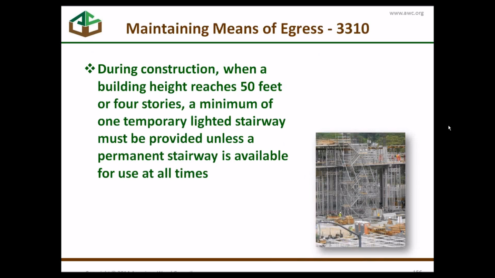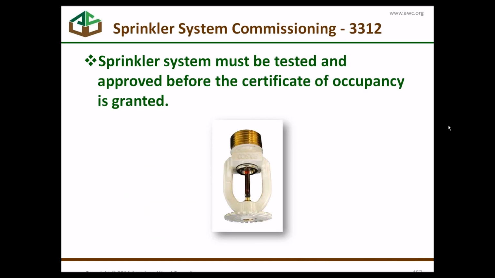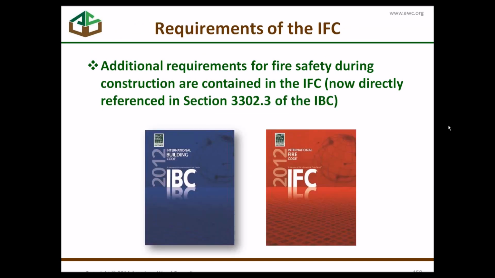You've got a lighted stairway required. This is for life safety purposes when you reach 50 feet during construction. You've got to have a functional standpipe for the fire service to use before the building construction reaches 40 feet. And then finally, in the International Building Code, your sprinkler system has to be tested before the building is occupied. If a sprinkler system is required, or even if there's anyone there, it has to be tested before the building is occupied.